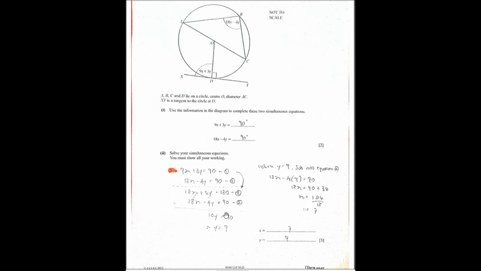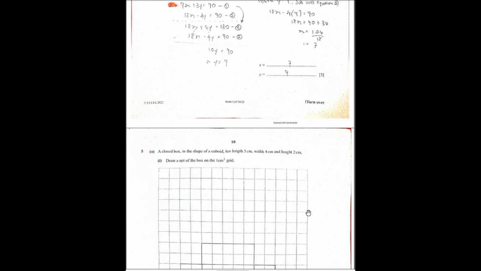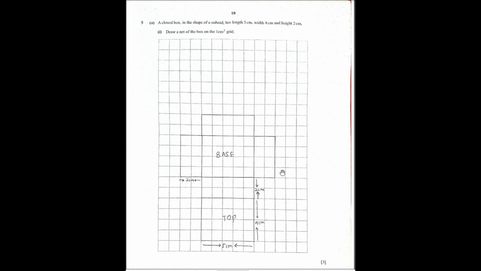Now we just subtract, so 18 and 18 cancel out. 6y minus negative 4y, minus and negative become positive, so it becomes 10y. 180 minus 90 will give us 90, so y is 9. When y is equal to 9, we substitute this value into our second equation, and this will give our x value as 7.